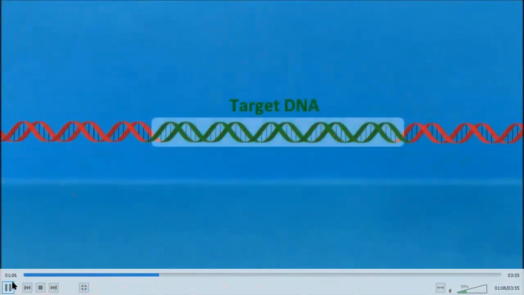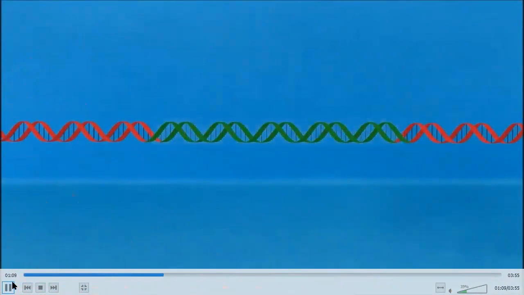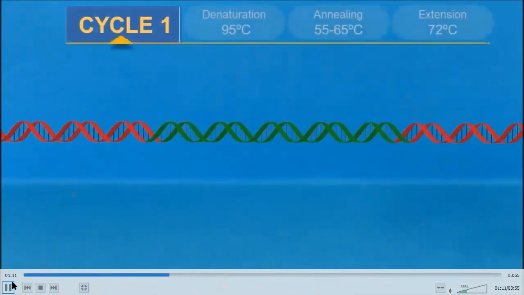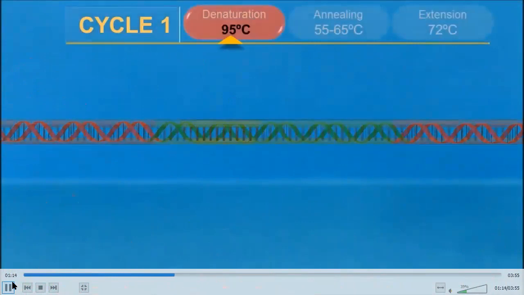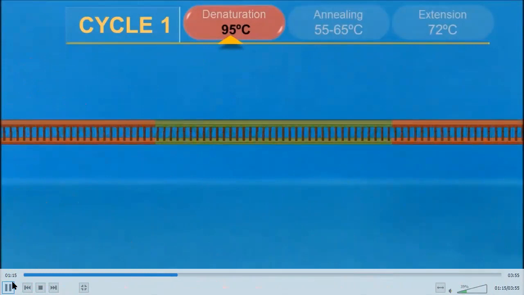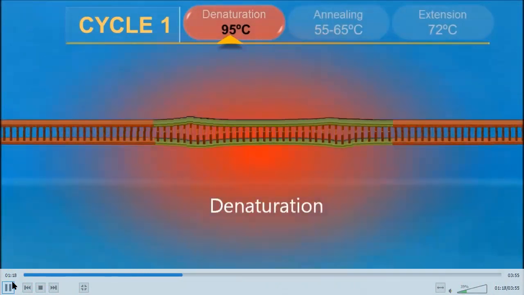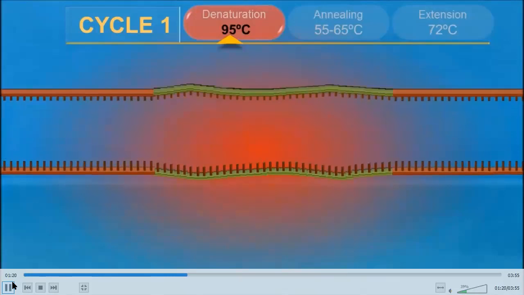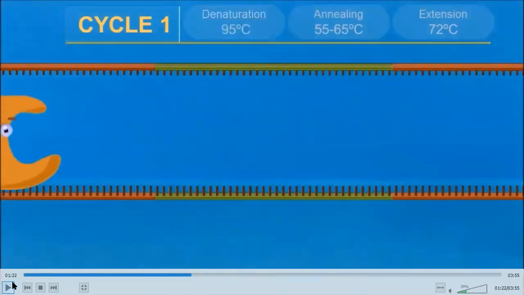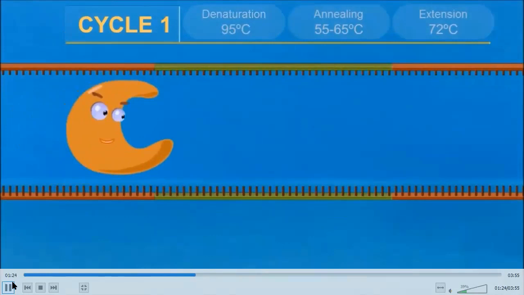In the process, first, the target DNA is cut down. Target DNA, cycle 1, we are now here. You should learn cycle 1. Once you learn cycle 1, the remaining cycles are going to be the same. The first process is denaturation. What we do in denaturation is that the double-stranded DNA is separated into single strands at 95 degrees centigrade. The double-stranded DNA will become two single strands.